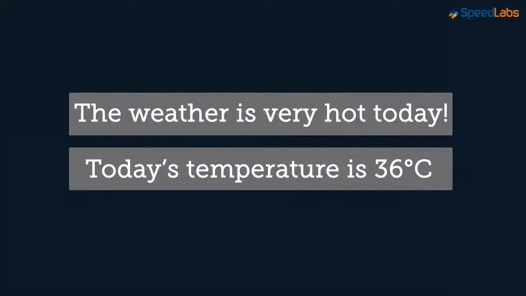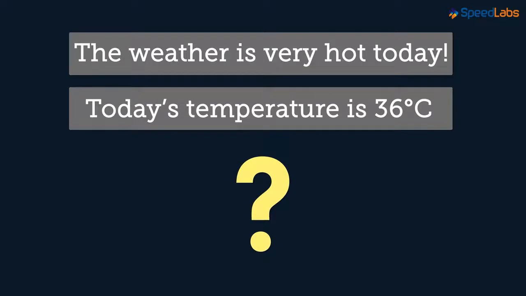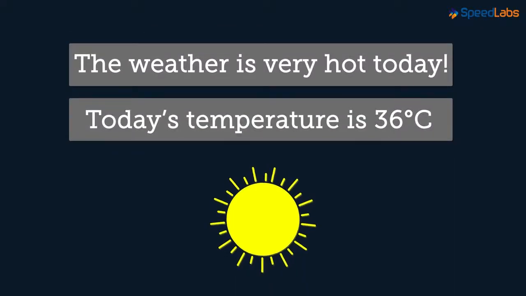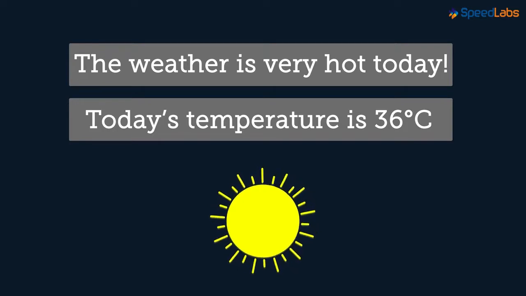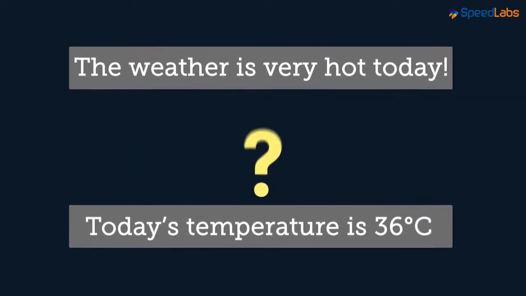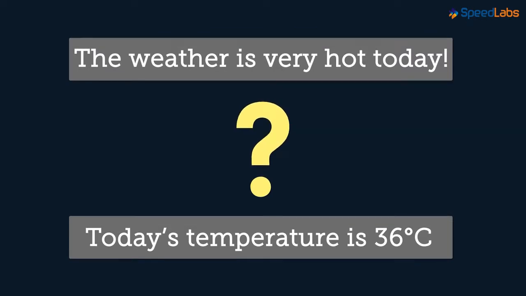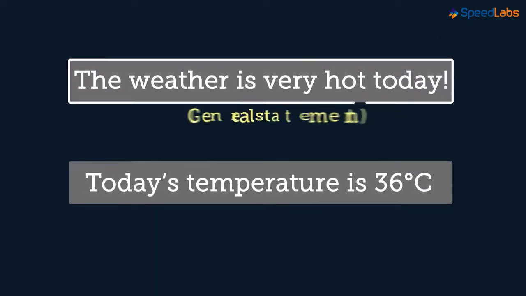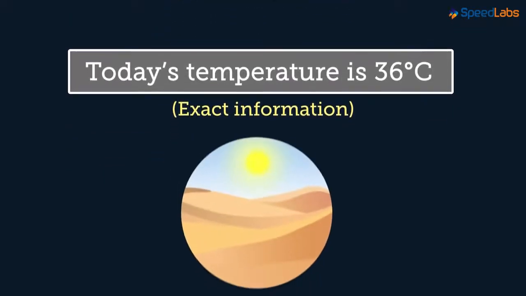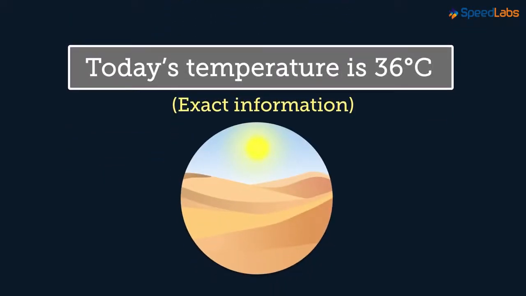Observe these two statements. What do they indicate? Both these statements are indicating the hot weather condition on a particular day. However, there is some difference between them. Can you make out the difference? The first statement is very general, whereas the second statement gives us the exact information about the temperature outside. And that in turn tells us exactly how hot it's outside.